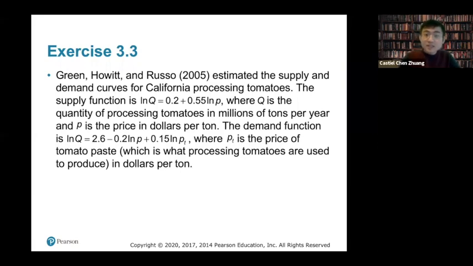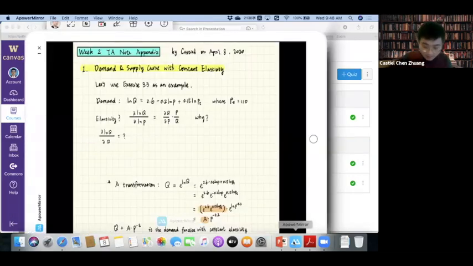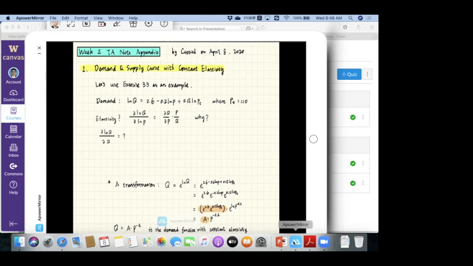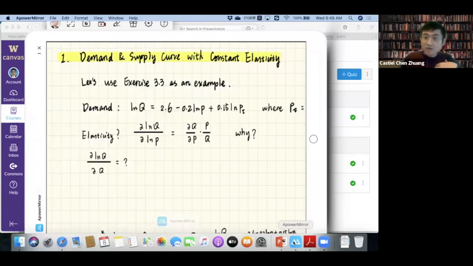Here you can see that the demand function looks slightly different from what we've seen before. Here we have the natural log. So I'm going to use my iPad to do some calculations with you. Can you see my iPad? Yeah, we can see your iPad. Okay, great. Let's use this exercise as an example to get familiar with the techniques that you need to know to be able to calculate the elasticity for this type of demand function.